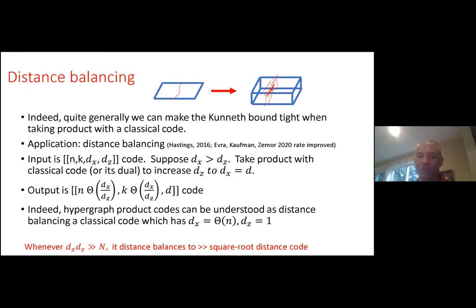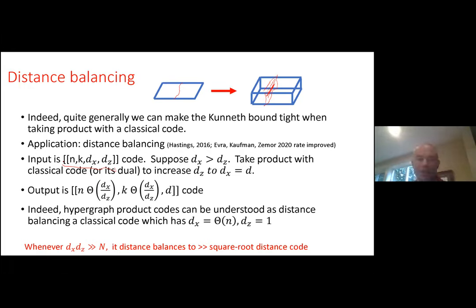So we need to talk about two different distances when we start talking about distance balancing. The input to distance balancing is some code [[n, k, dx, dz]]. So we're going to write two different distances, x distance and z distance. And suppose one of them is bigger, dx is bigger than dz, and we want to increase dz so that they're of the same magnitude.